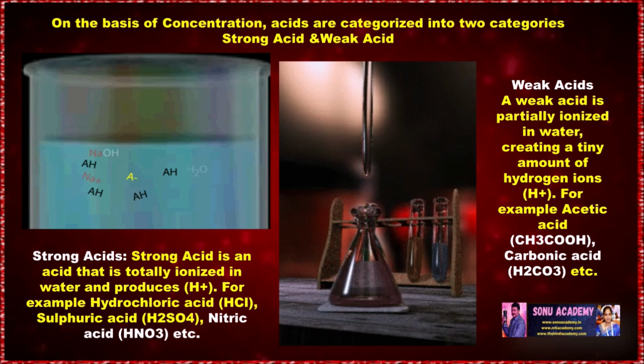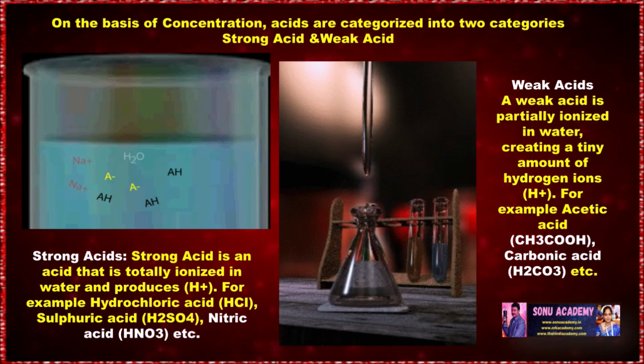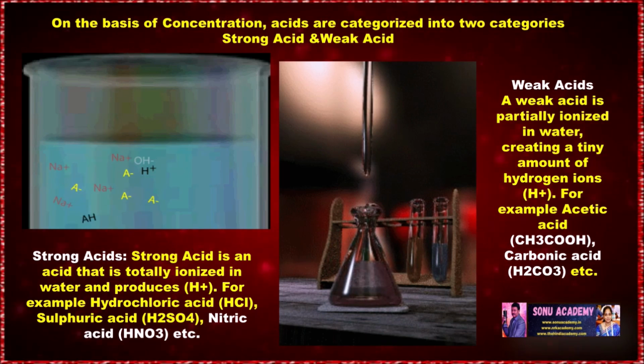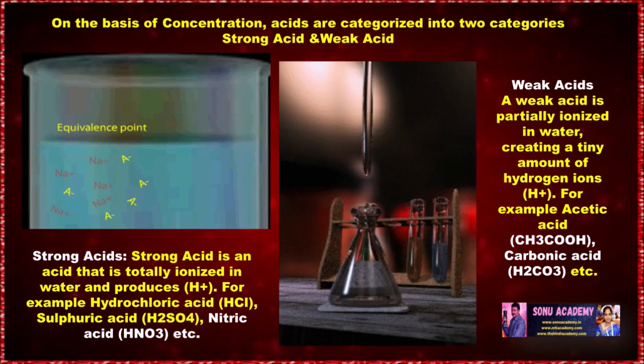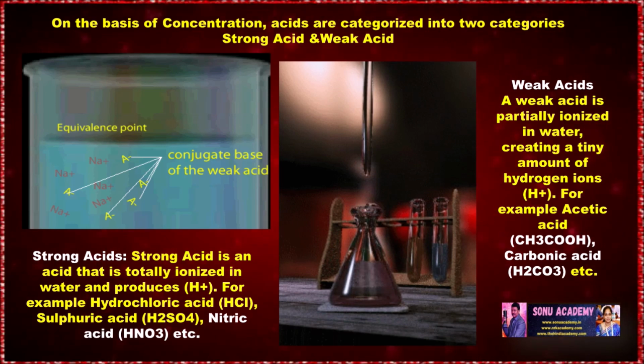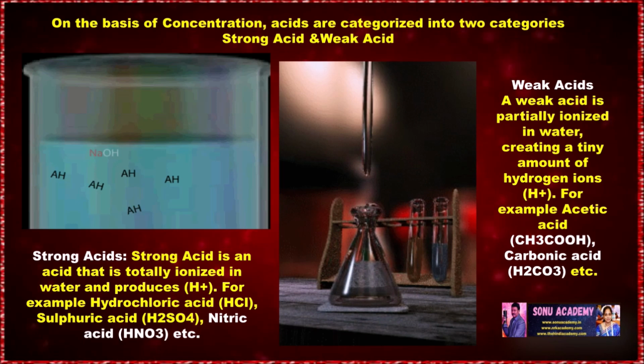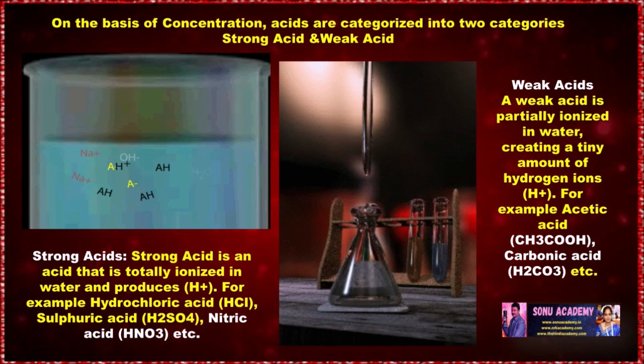Children, on the basis of concentration, acids can also be categorized. We discussed strong and weak. A strong acid is an acid that is totally ionized in water and produces H+, for example, hydrochloric acid, sulfuric acid and nitric acid. Weak acids. A weak acid is partially ionized in water, creating a tiny amount of hydrogen ions H+, for example, acetic acid, carbonic acid, etc.